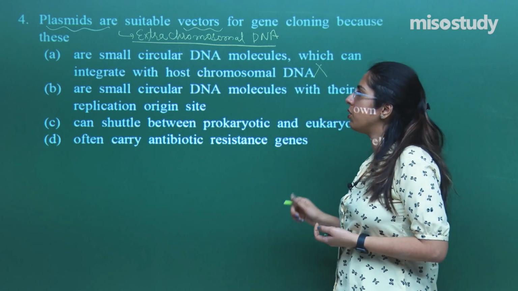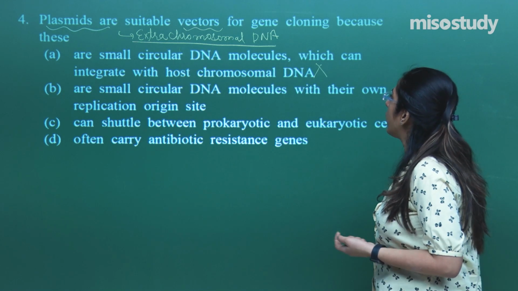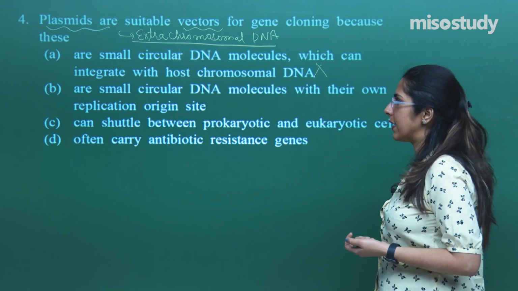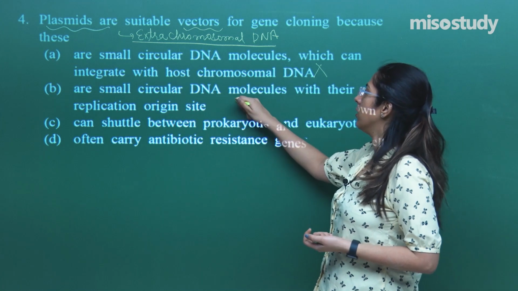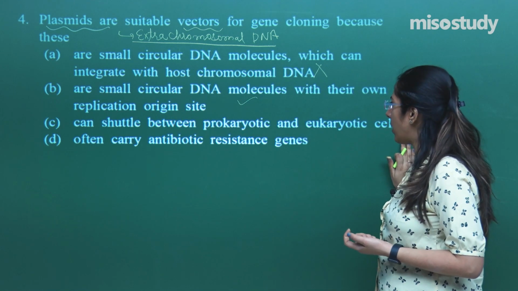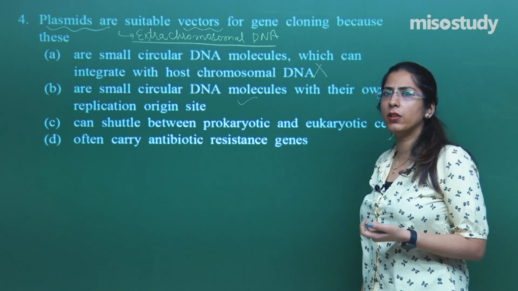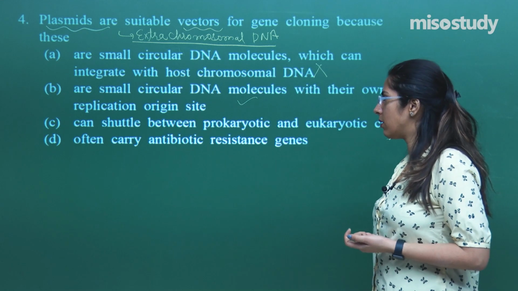Let us look at option B. They are small circular DNA molecules with their own replication origin site. Yes, this is the right option. Let us look at option C, can shuttle between prokaryotes and eukaryote cells. Is this specific for the prokaryotes? Is this specific for the eukaryotes? No, not at all. So this is a wrong option.